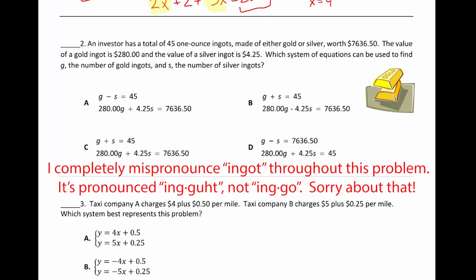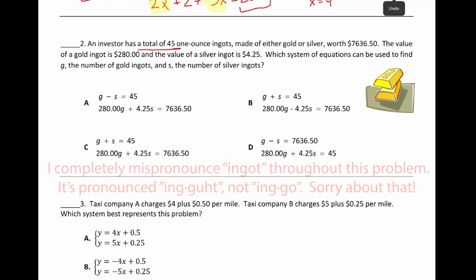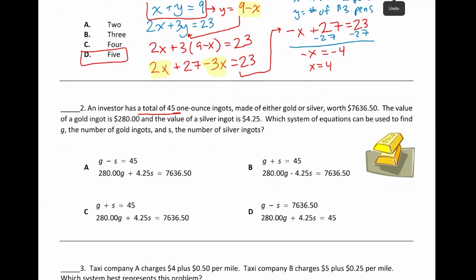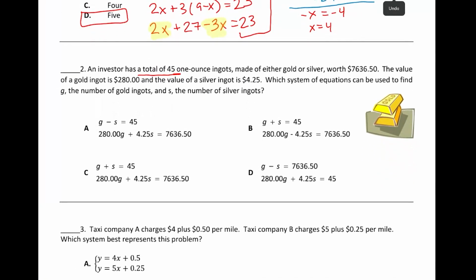So we've got a total of 45 ingots that could be either gold or silver. Just like on the previous problem where we had a total of 9 pens, our first equation should be, in this case, G plus S equals 45. And we see that in 2 of the answer choices. So right away, we can eliminate A and D from being options.